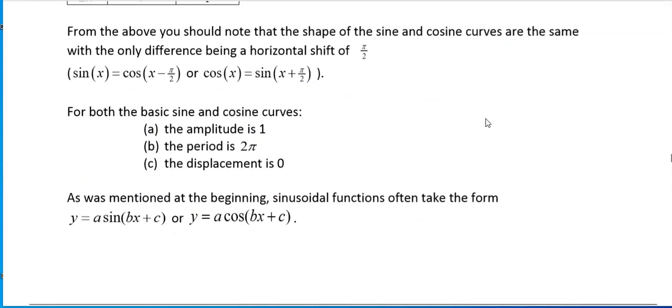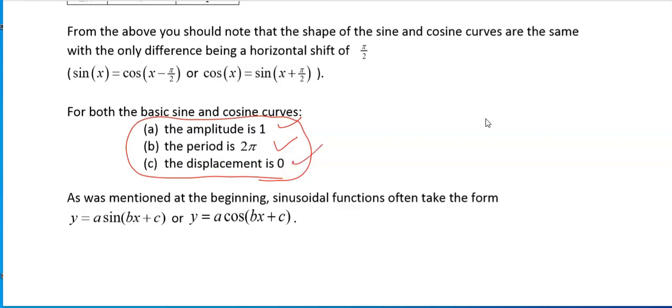And then if we go to the page right here, if you look carefully, this is something that I just mentioned a moment ago. For the base sine and cosine curves, in other words, before they're changed, before they're moved, the amplitude is 1, the period is 2 pi. And if it's the base graph, then it hasn't been shifted anyway. The displacement is 0. Okay? And here's, ta-da, there are the two forms that your equations are going to take. And you're going to be looking at your A and your B and your C.